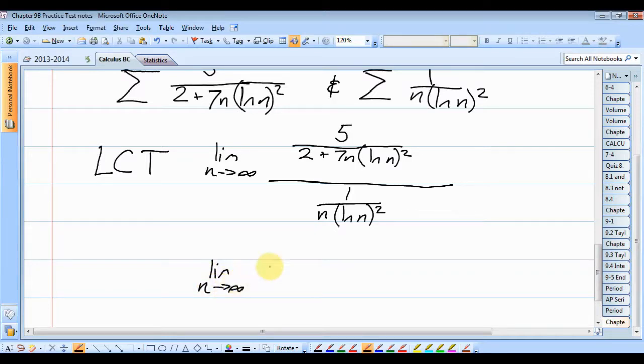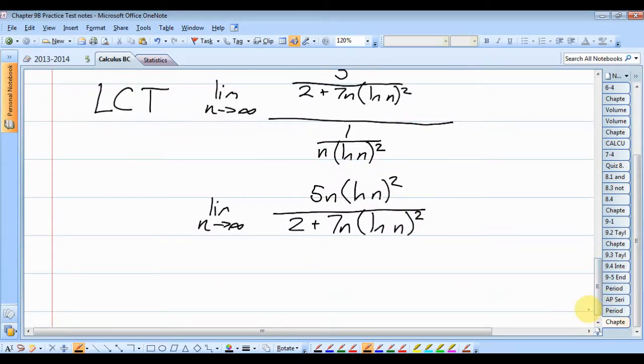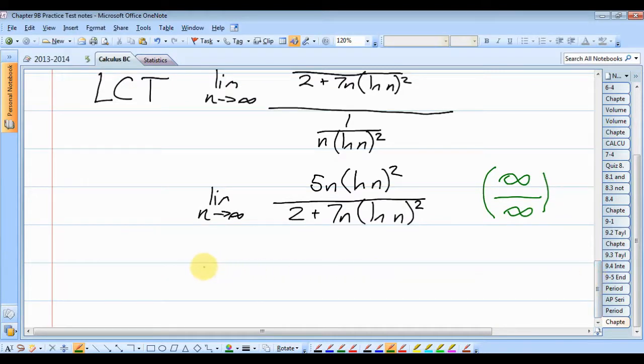Let's simplify that. That is 5n natural log of n squared on top of 2 plus 7n natural log of n squared. As n goes to infinity, what happens to the numerator? It increases. Good, increases to infinity. How about the denominator? Infinity. What does that tell you? Yeah, it tells you L'Hopital. Good. Let's use L'Hopital's rule.